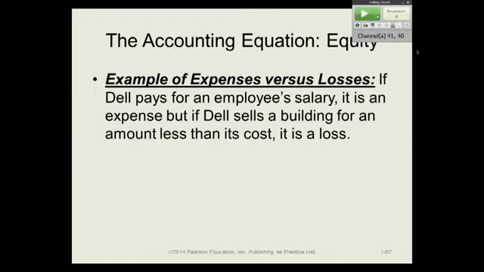Yes? Okay, question is, does cost include any additional money you put in to renovate? Yeah. So for example, if you bought a car and you decided to redo the interior or put in a new stereo system, that's all part of your cost. And then if you sell the car for an amount less than that total value, it's a loss.